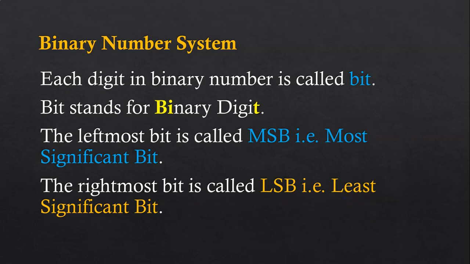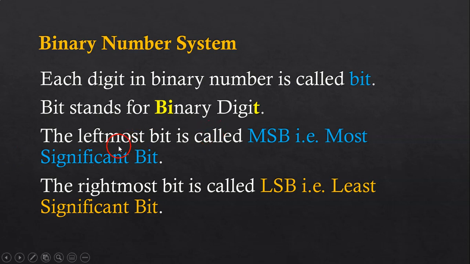Each digit in a binary number is called a bit, B-I-T, bit. Remember this point. Bit stands for binary digit. So from binary we have taken the 2 letters B and I, that becomes bi, and from digit we have taken the T, so BIT becomes bit. So a bit stands for a single binary digit, either a 0 or a 1.